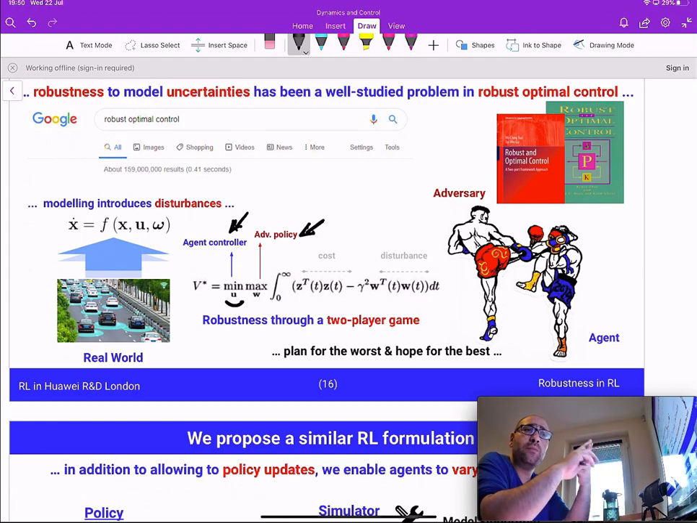I think there are two components to take from it. The first one is the introduction of an adversary, and the second one is tweaking, during the learning process, the dynamics model or the reward function or something like that. So what we're going to do is take this idea and put it in an RL setting with some tweaks and changes to suit RL a little better.